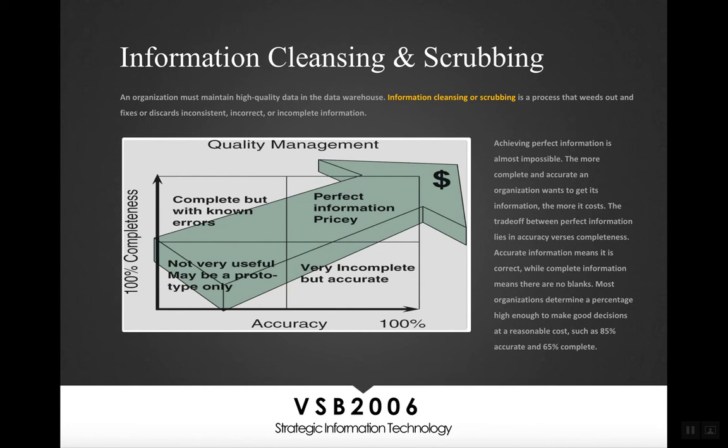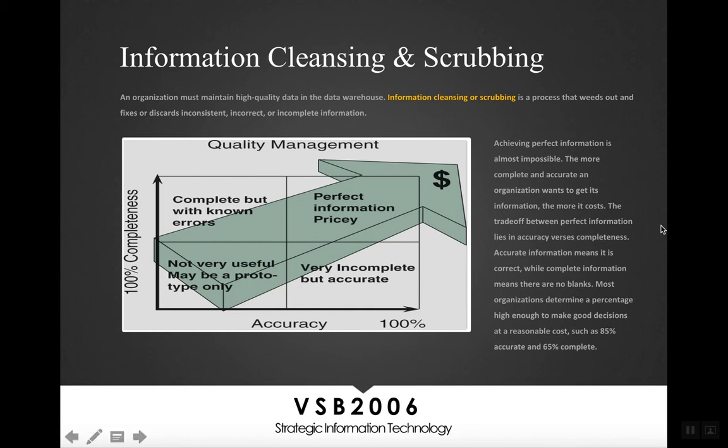So we talked a little bit about information cleansing and scrubbing. We talked about information data quality. You want stuff to be accurate. If you have inaccurate information, then the decisions you make may be flawed. So the more high quality data you have in the data warehouse, the better the potential outcomes, and the better you'll be able to make more informed, correct decisions, right?